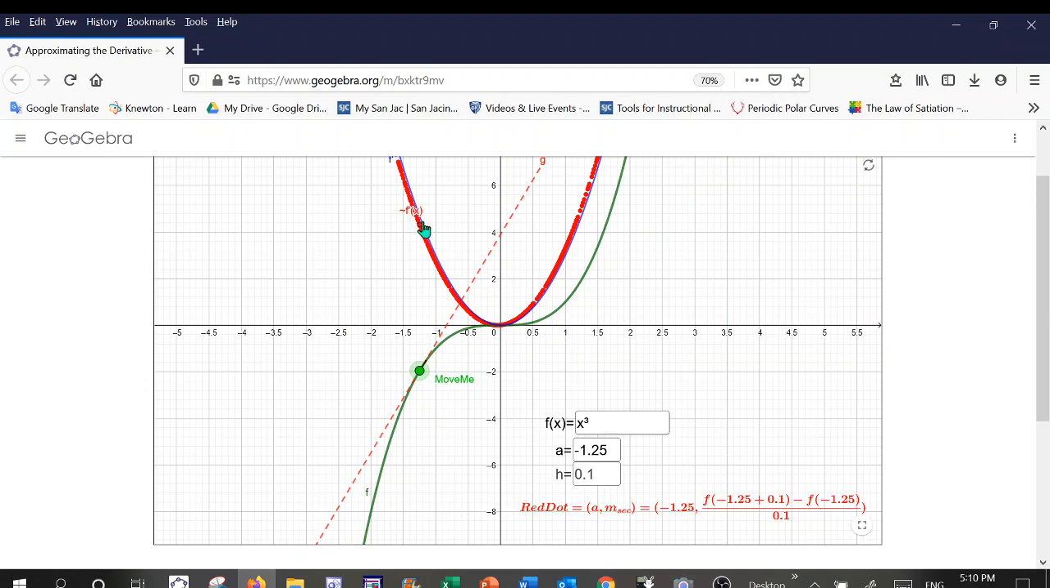I'm going over this function, and you see how the slopes actually create that function. You know what that function is? That function is the derivative of this green one. Okay, that's the idea of derivative.